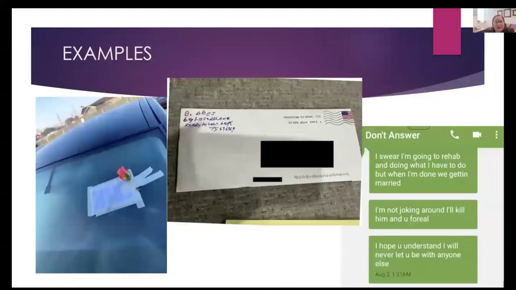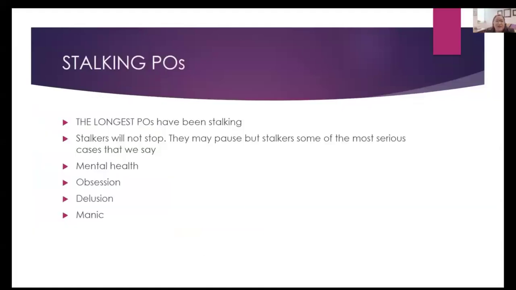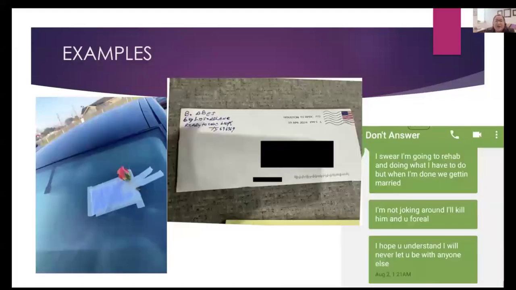And what are some examples, right? Some examples could be these letters on the windshield with the flowers. Some could be repeated letters, and you can see here the return address is Babe, 69 Lovers Lane, Texas 69 69 69. And text messages like, I hope you understand, I will never let you be with anyone else.